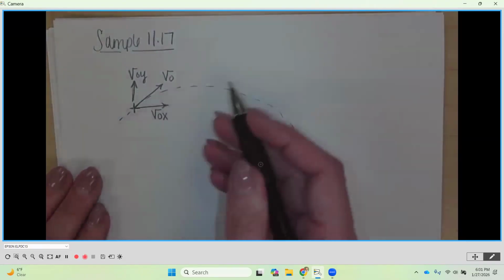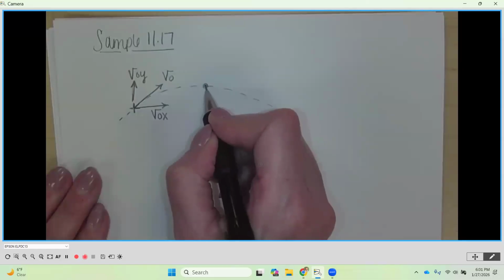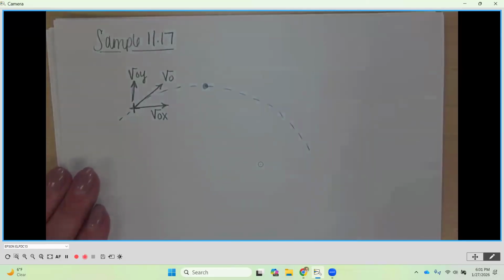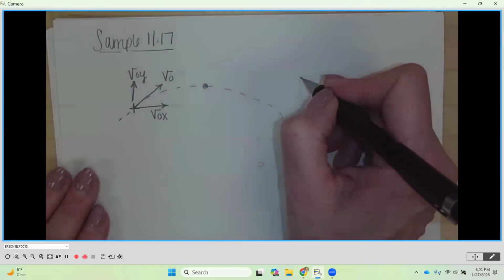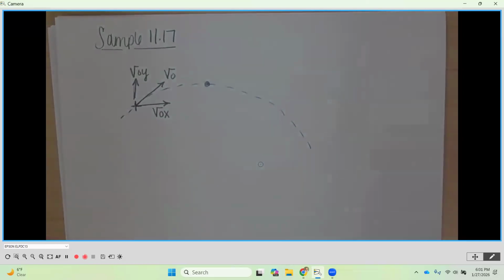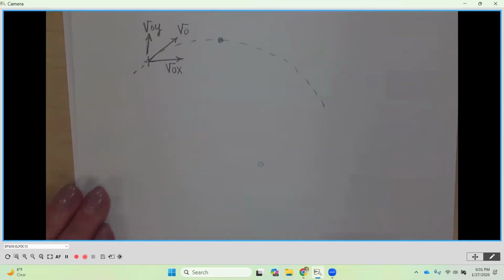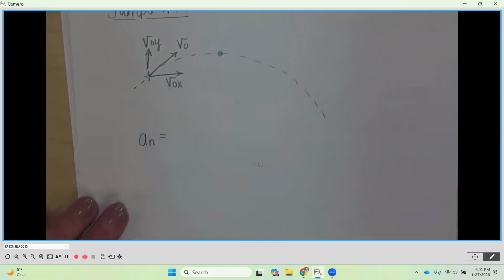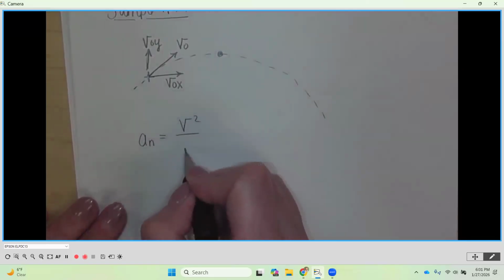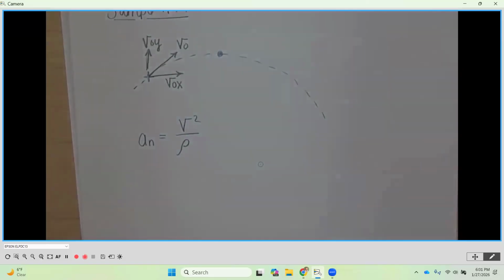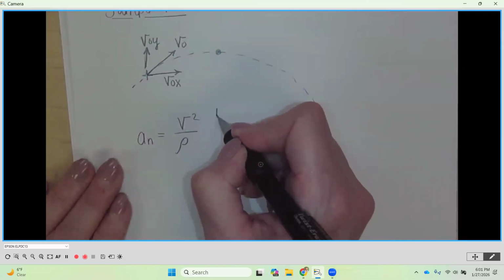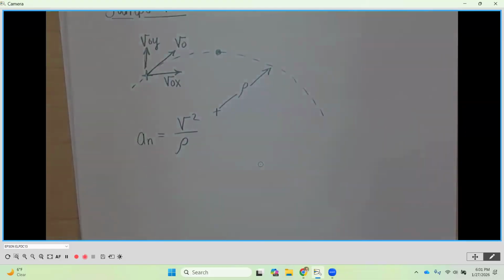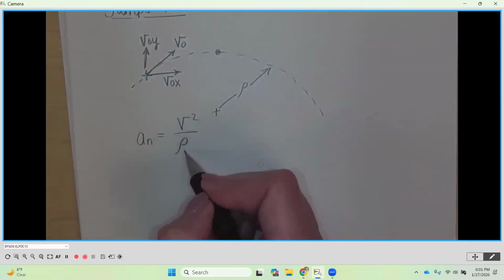Now we want to find the point at the very tippy top. We want to find what the radius of rotation is. So the easiest place to go is going to be at the top because the equation that we're going to be using is the normal acceleration component is equal to our velocity squared divided by that radius of rotation. And if we look here, that's what we want to find. We want to know what is that radius of rotation. Okay, so this is going to be our unknown.